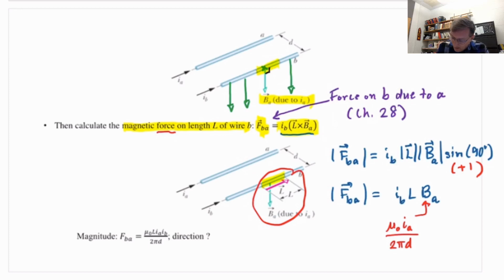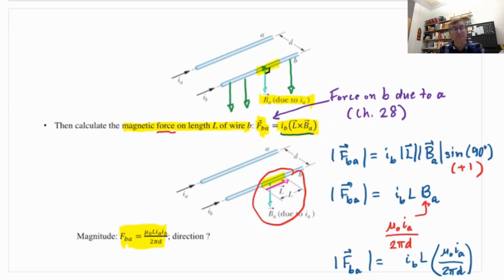Okay? All right, so when I write all this out, for the magnitude of FBA, I'll have I sub B times L times mu 0 I sub A over 2 pi d. And if I want to just consolidate that a little bit, you can write it like this over here. For the magnitude of FBA, you have mu 0 times L times I sub A times I sub B over 2 pi d. Handy little formula. It's not very difficult to use.